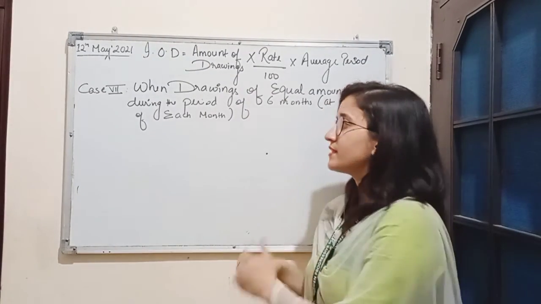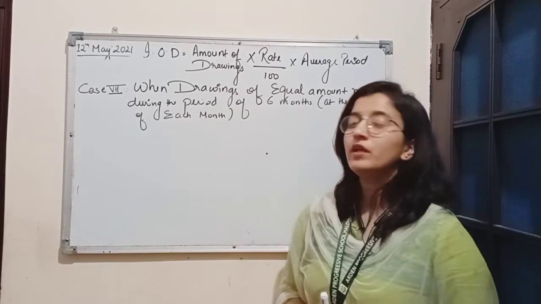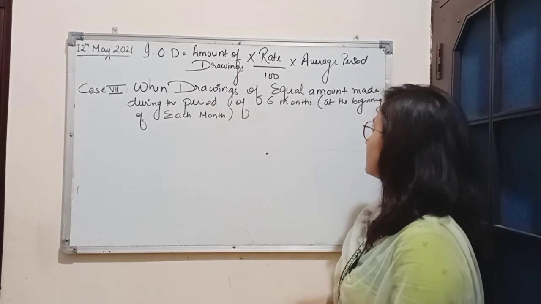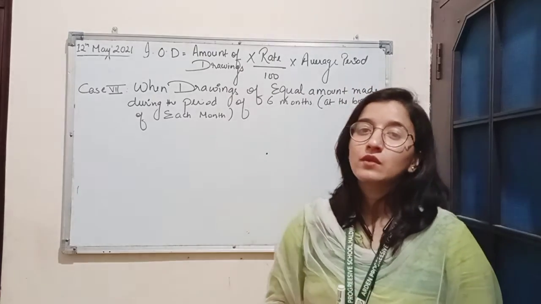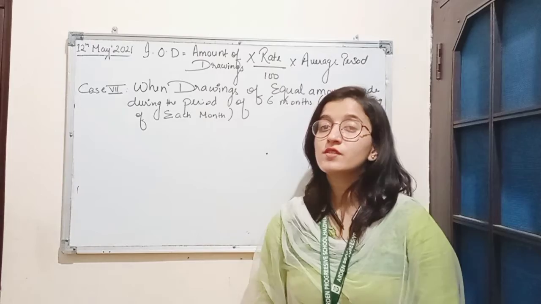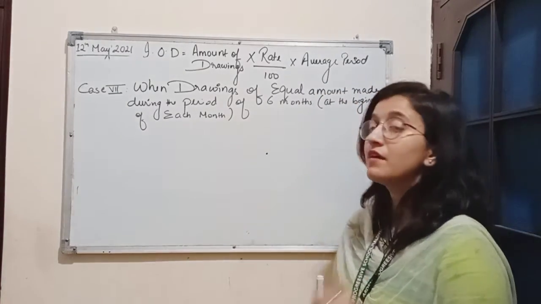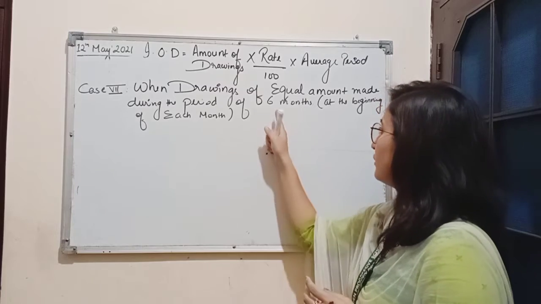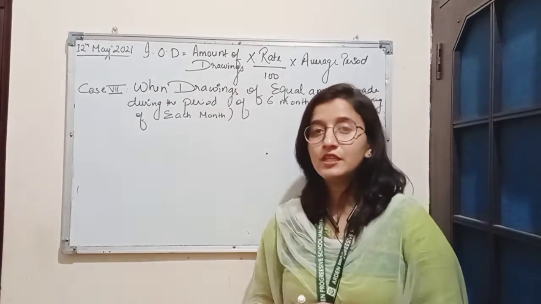So this is how we solve the question based on the 3 cases we have discussed here. Now here is the 7th case when the drawings of equal amount are made during the period of 6 months at the beginning of each month. So here we will be calculating the interest on drawings when the amount of drawing is withdrawn by the partner during the period of 6 months only. And for that also we are withdrawing that amount in the beginning of each month.